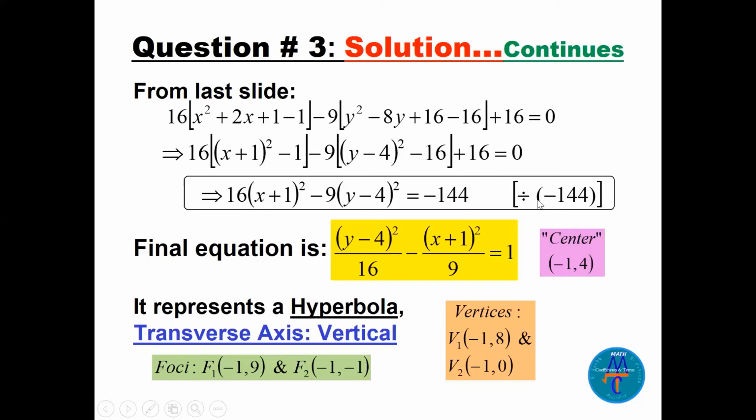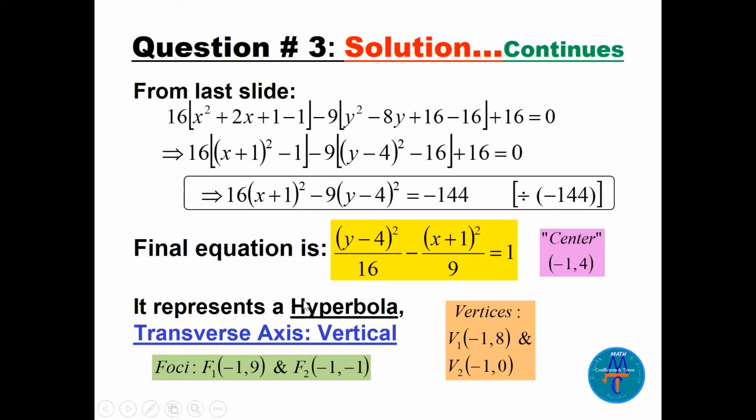Now we divide by minus 144 each term. Look at the equation now. See, when you divide, on the right side you have 1. This one in the middle, minus 9 over minus 144 becomes plus. So I put it at the beginning, y minus 4 squared over 16. And the first one here, the x plus 1 squared becomes minus x plus 1 squared over 9. So the center here, always h with the x, k with the y. So the center will be minus 1, 4.